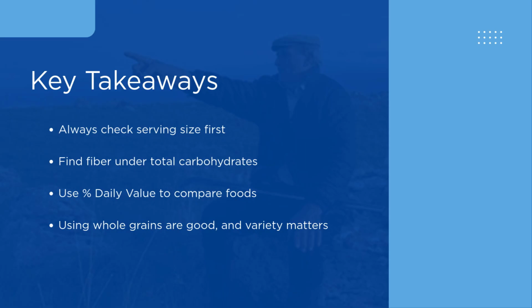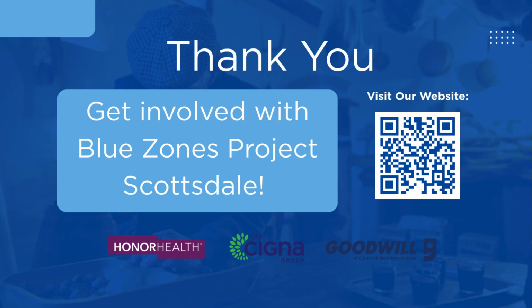To summarize, we want to be checking serving sizes, looking for whole grain ingredients, using percent daily value to compare fiber in products, and choosing a variety of nutrient rich foods, because variety matters. Thank you for listening. This concludes our presentation on whole grains, fiber, and reading food labels.